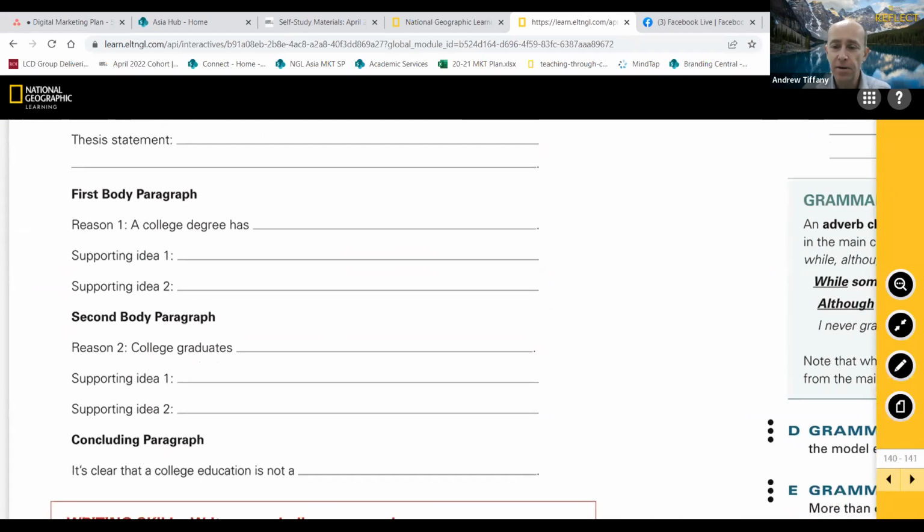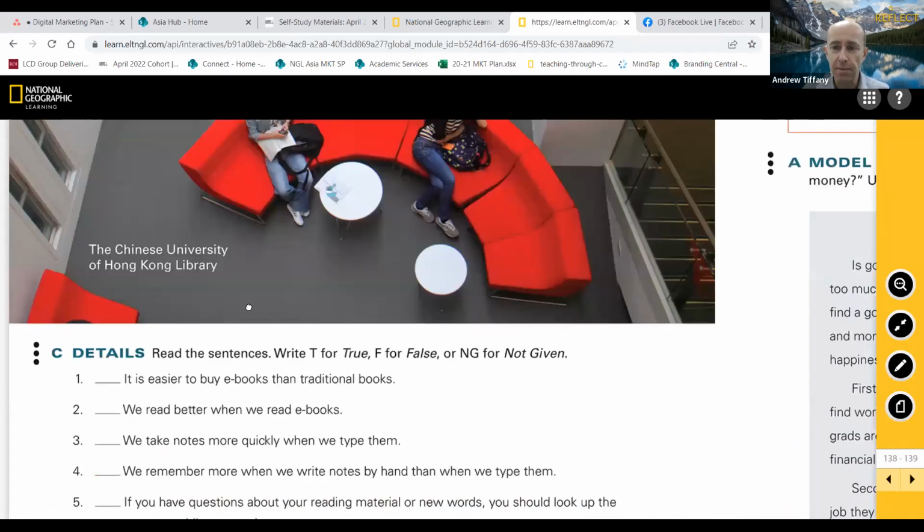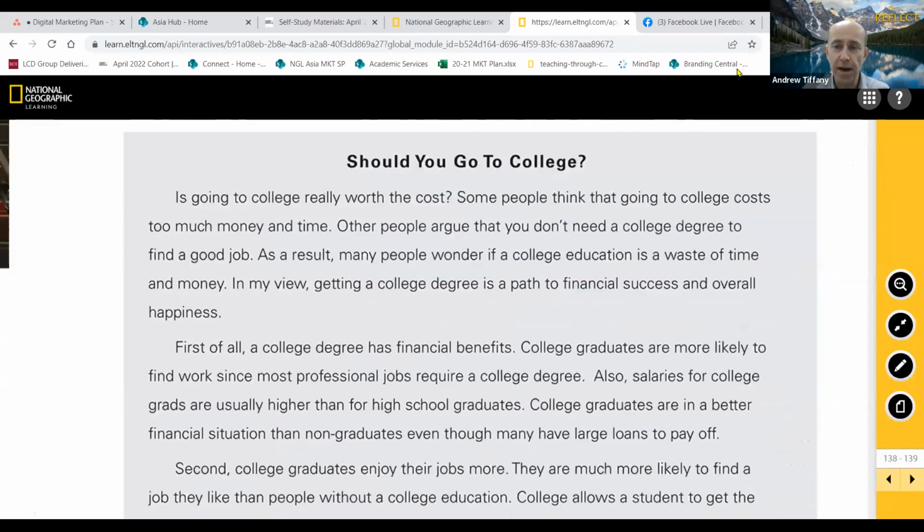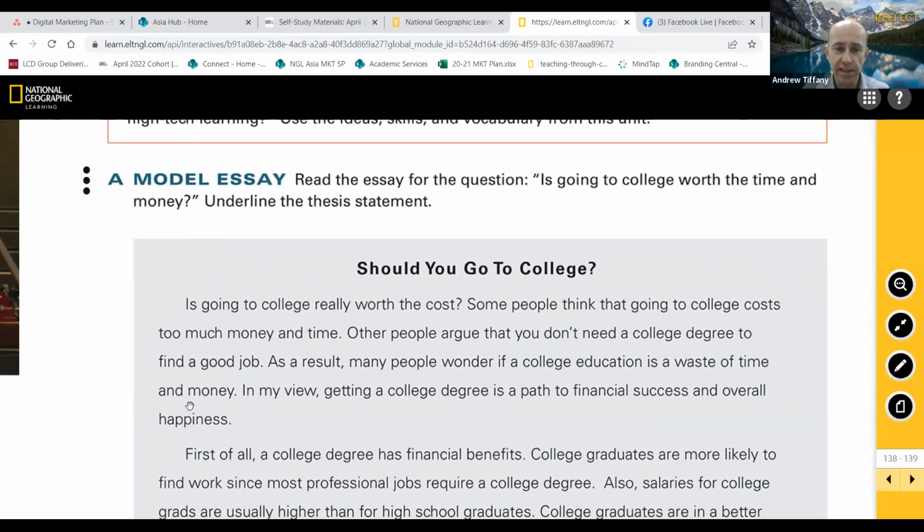Okay, but if we jump back here, let's see if we can just pick this out by ourselves, right? So again, as we did before, looking at the first paragraph, what's the thesis statement here? In the first paragraph, which is where the thesis statement always is, what is the thesis statement?